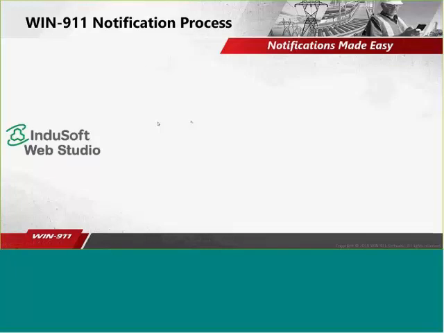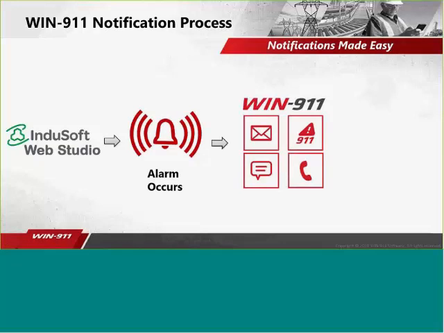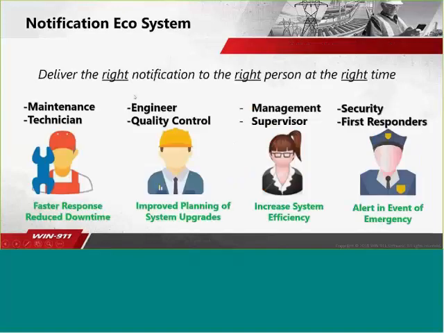Now if you use Win91, an alarm occurs, and you use Win91 to create a configuration that takes into account all of those things to make sure that you are notifying the right person when you need to take care of an alarm condition. So with Win91, you can automate that entire process so that you don't have a person manually going through a step-by-step list or whatever it may be that your particular facility does currently.